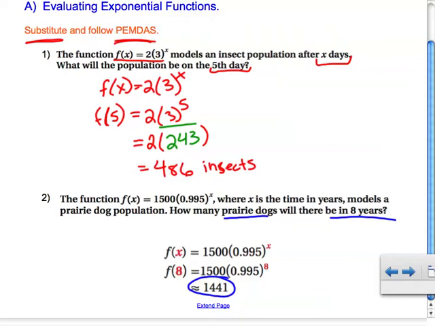Okay, too many predators are eating the prairie dogs, or there's not enough homes for the prairie dogs to live, whatever it might be. We saw, interestingly, that their population decreases. So that's our first objective of the day, just evaluating exponential functions. Pretty quick and easy. Let's keep going.